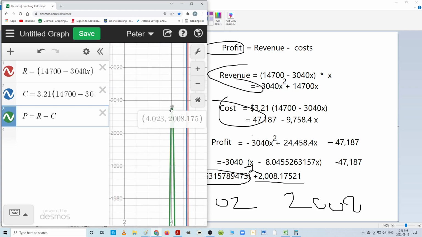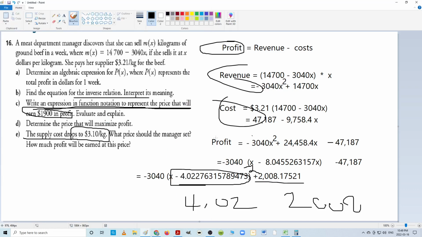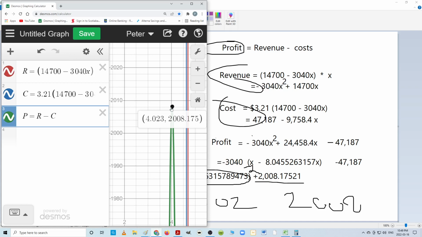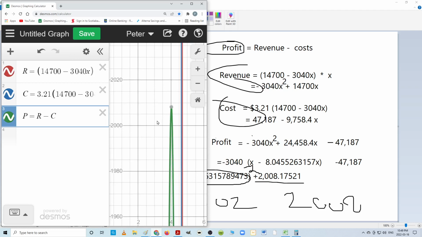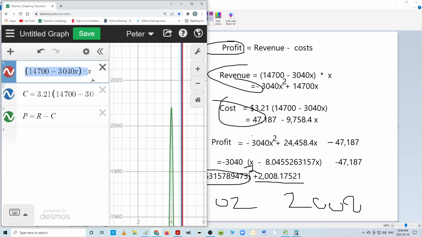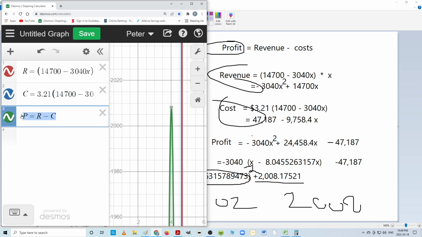And let's see if I got it right. Yep, there's my price, 402. And I got 4.023, but really we're rounding up to cents, so it's $4 and whatever. And that's going to be the max price, $2,008.17 max profit. So I got that right, which means I not only expanded it correctly, but I completed the square correctly. So there's no need for me to check the completed square because these are the raw data, and I let Desmos do it for me.